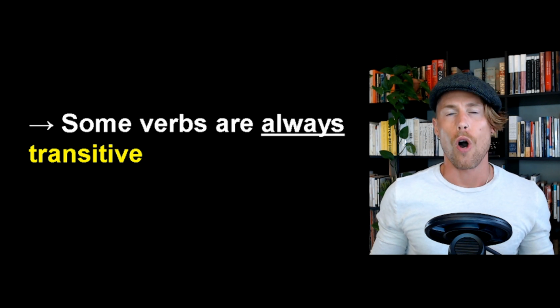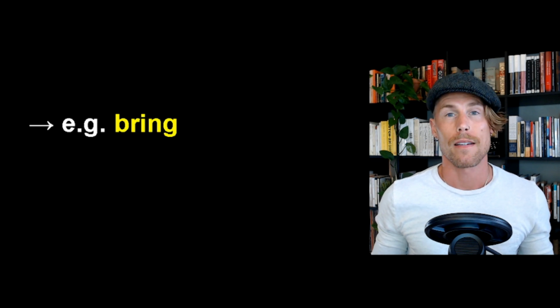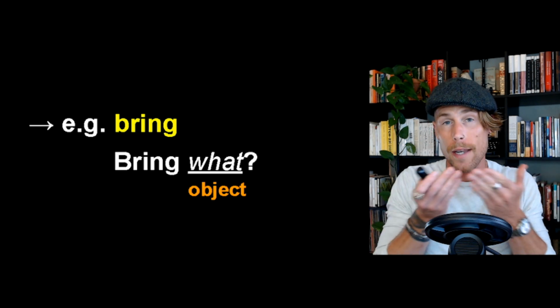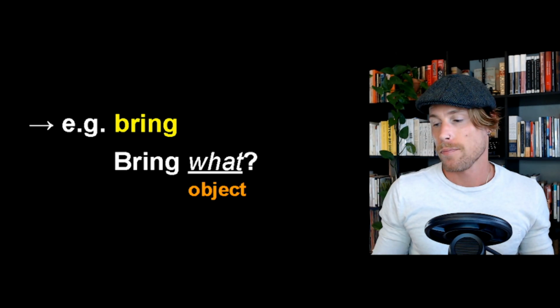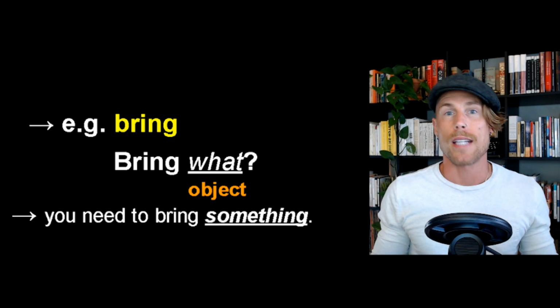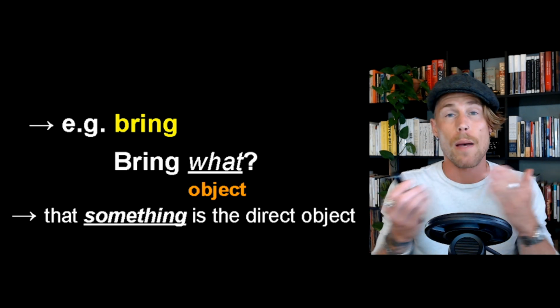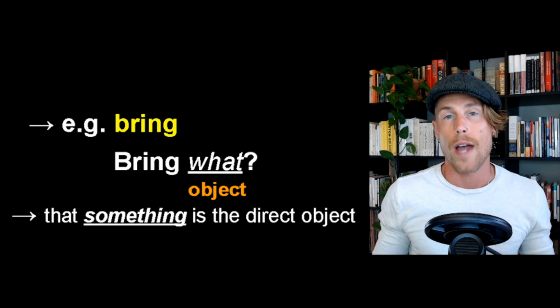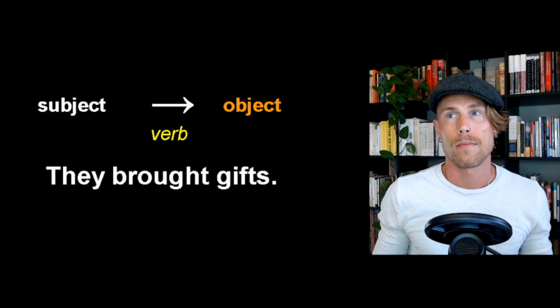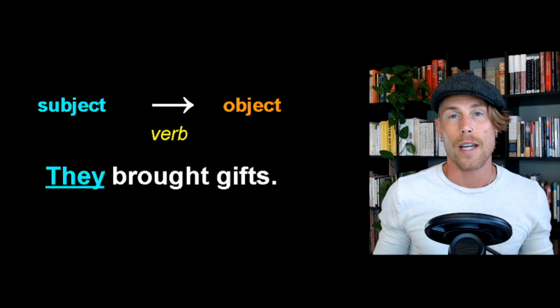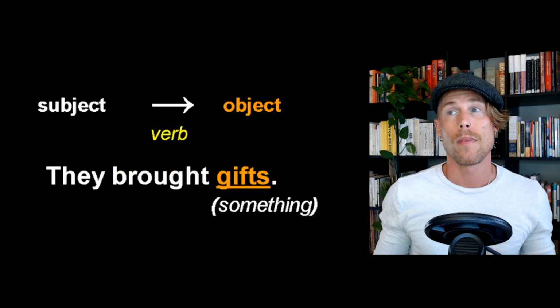Some verbs are always transitive. For example, bring. Bring what? The what is the object. You need to bring something. That something, the something that you bring, is the direct object. For example, they brought gifts. Subject, verb, object.